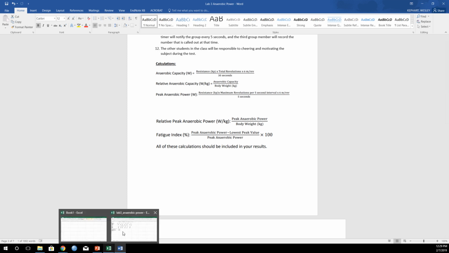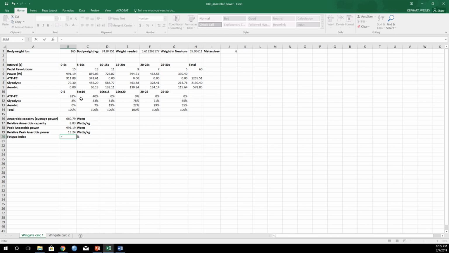So let's go and do that. Okay. So first off, let's put a parenthesis. So right there, subtracted by the lowest power value, which is right there. Close that up, and then let's divide it by the highest peak value, like how we said, and then multiply it by 100. There we go. 66.67. So there's a 66.67% drop from this highest value to this lowest value.